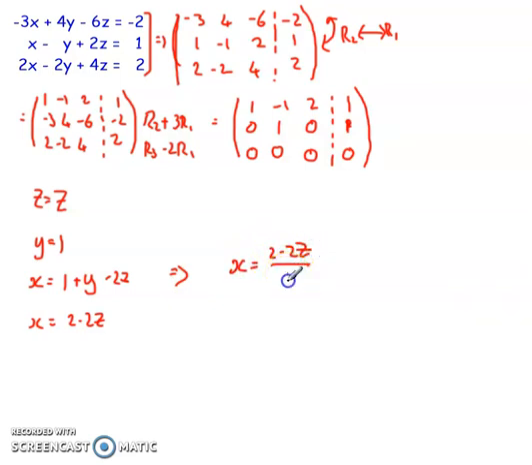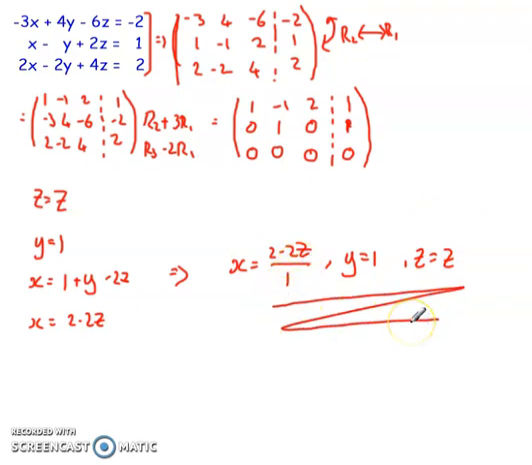So my solution quite simply becomes x equals 2 minus 2z. I could put over 1 if I wanted, but I would just leave it like that. I'll have y equals 1 and z equals z. Sometimes you'll see it written over 1, hence the reason I've put it there. So there you go. I've solved it and I've interpreted it. There's an infinite number of solutions.